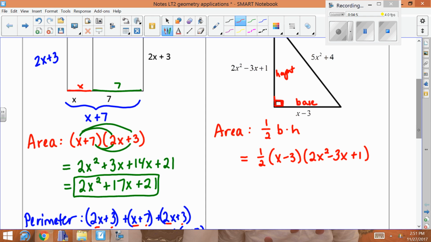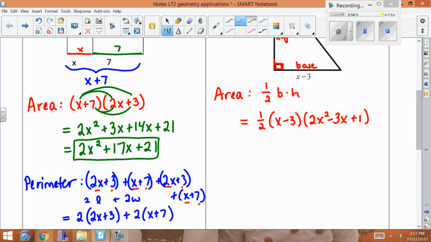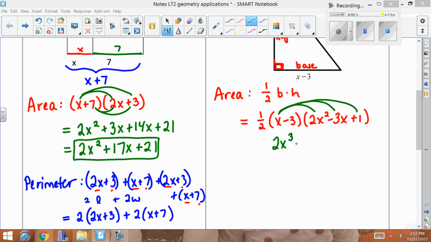So now we have to go through and actually multiply these all the way out. Take your time with this one. We've done them before, but sometimes it can be a little tricky. I usually save the 1/2 until afterwards. Remember, what we're doing is still just distributing. Now we just have to distribute a lot of it. So x times the 2x squared, we get the 2x cubed, minus the 3x squared, and then plus the 1x.